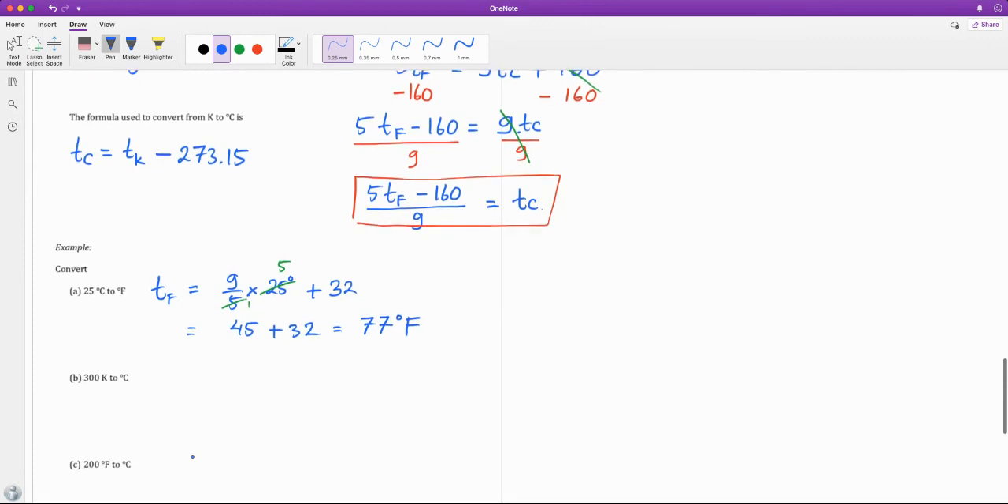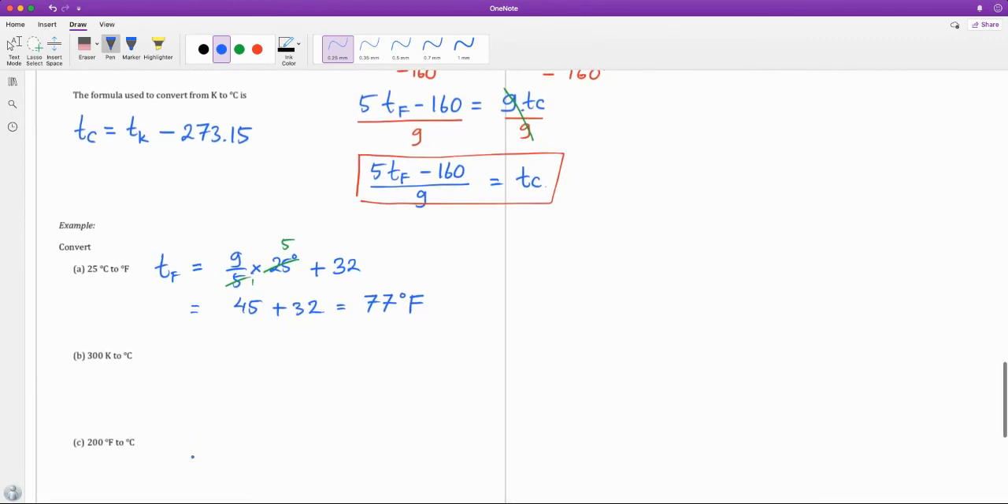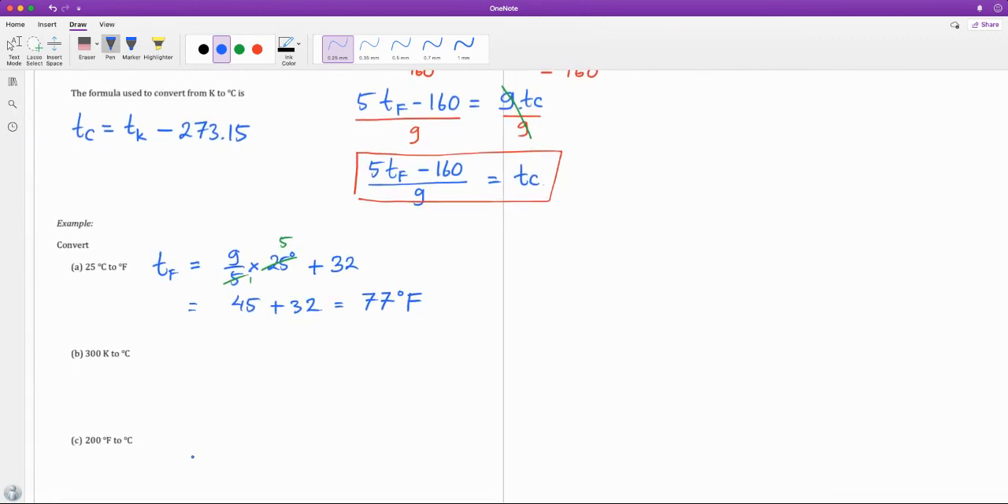Next example, the last two examples. 300 Kelvin to degrees Celsius. So from Kelvin to Celsius, temperature in Celsius equals temperature in Kelvin, 300, minus 273.15. It becomes 26.85 degrees Celsius. Am I correct? Yeah, that's it.